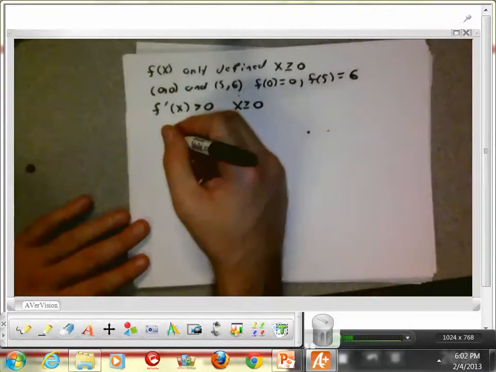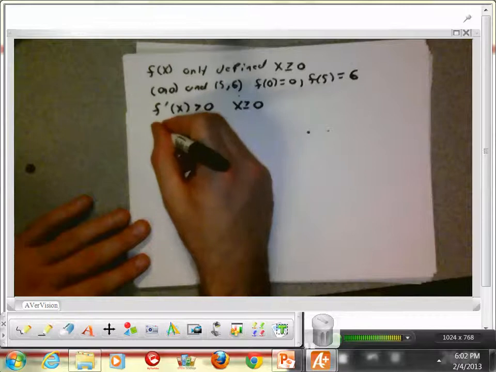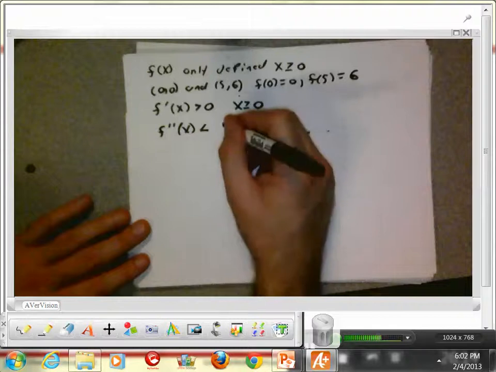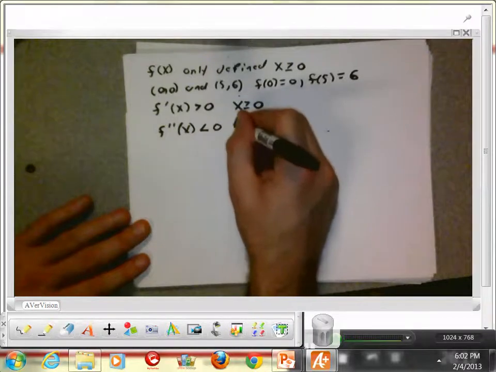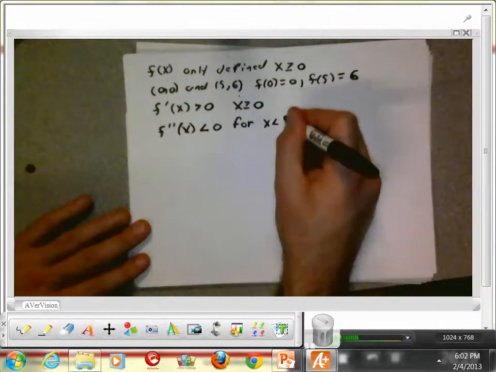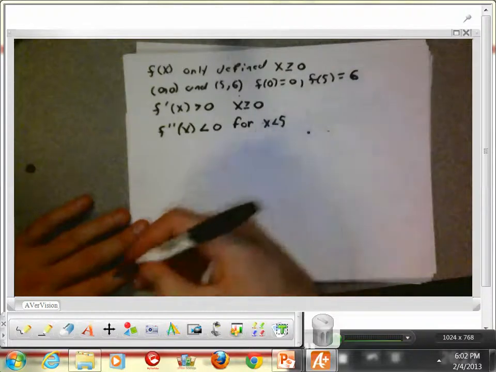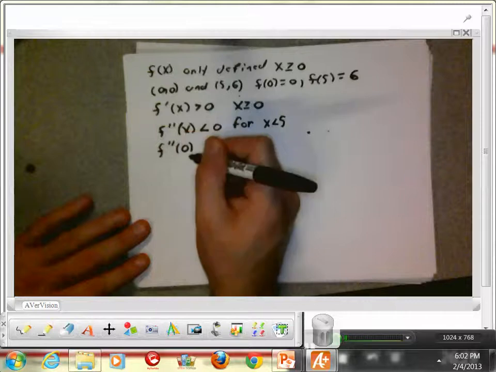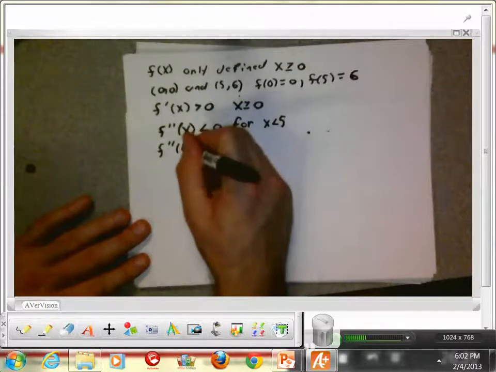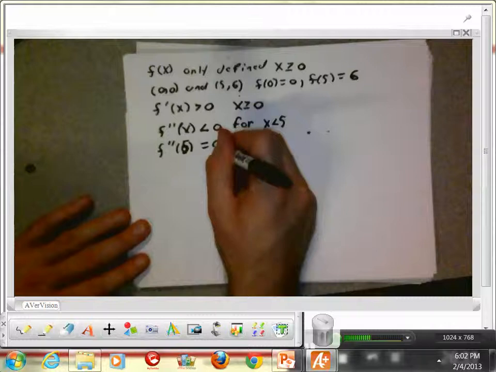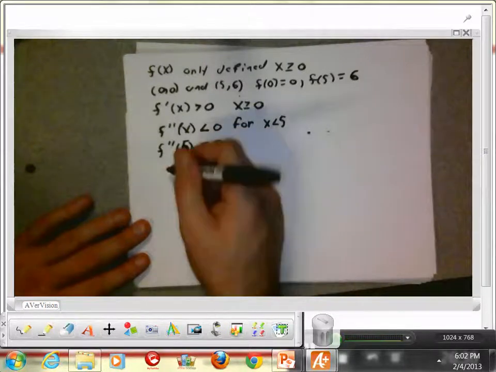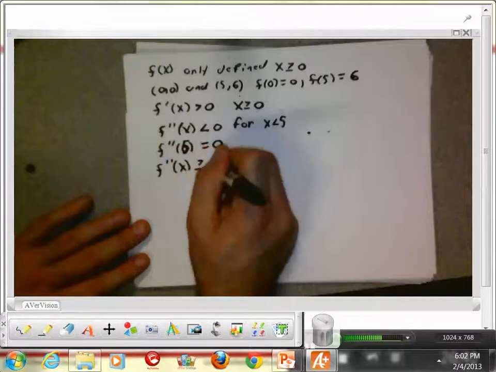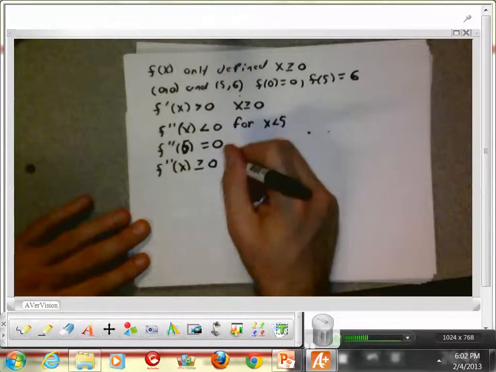And we have some conditions about concavity here. We know that f double prime of x is less than 0 for x less than 5. We know that the second derivative at 5 is equal to 0. And we know that f double prime of x is greater than 0 for x greater than 5.